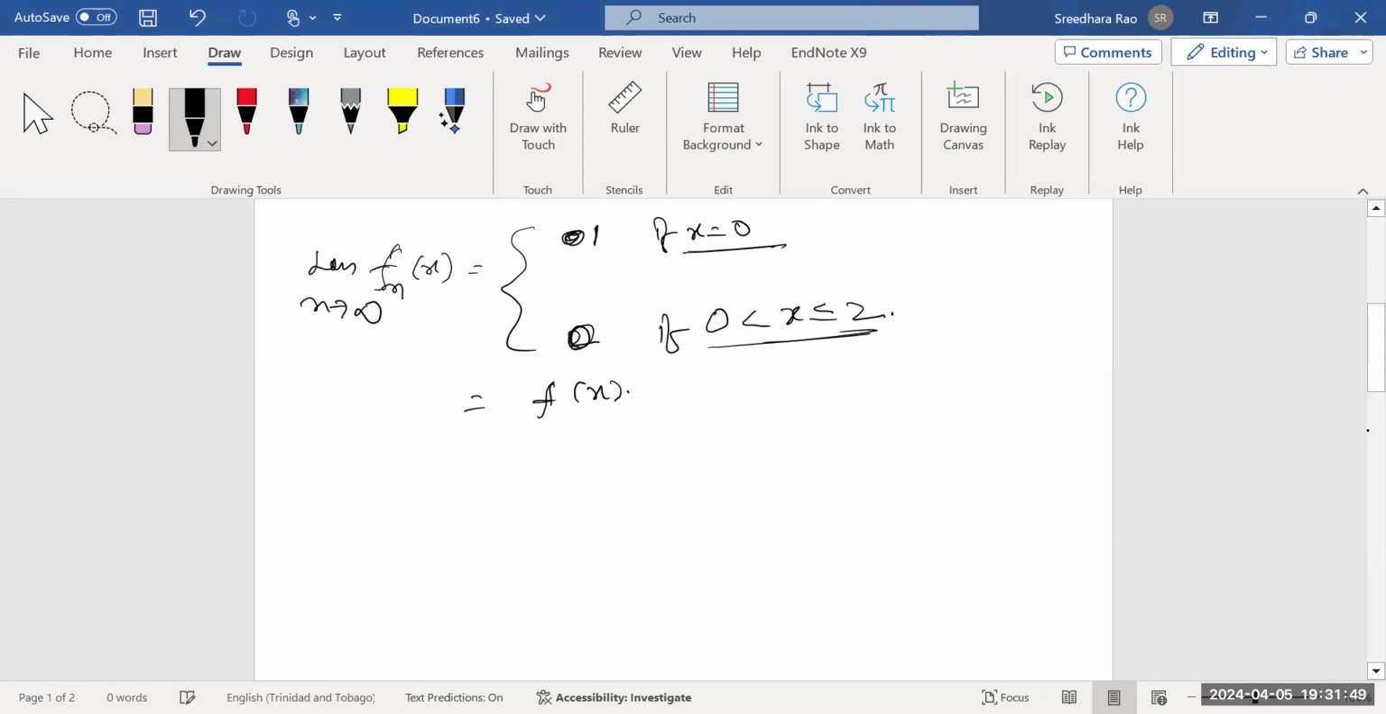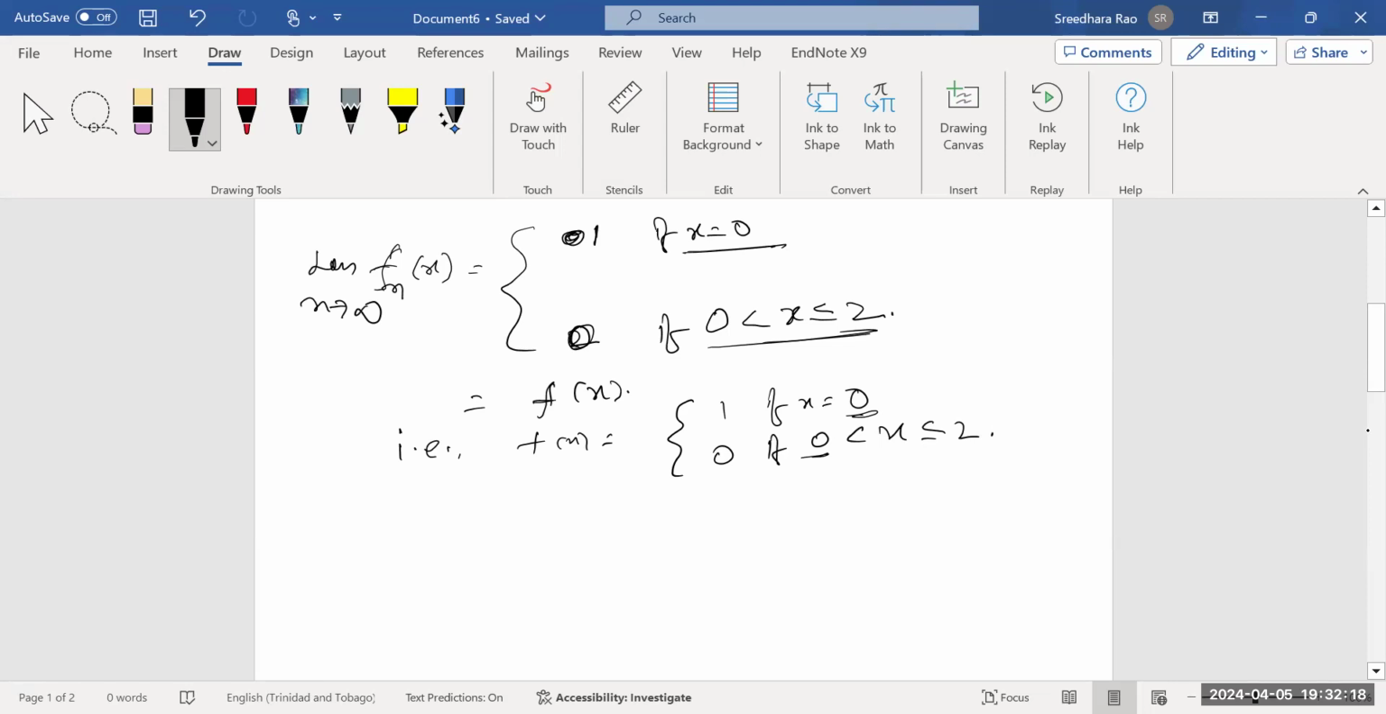If x lies in between 0 and 2, that is 0. What is this function? Is it a continuous function? That is, f of x is equal to 1 if x is equal to 0, and 0 if 0 is less than x is less than or equal to 2. So clearly the function is discontinuous at the point 0.